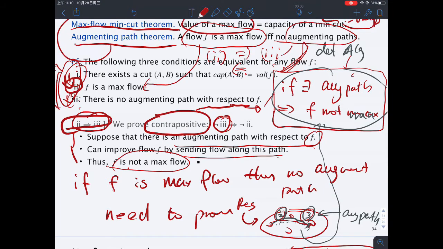That also gives you a feeling of the importance of this max flow min cut lemma or theorem. Once you have this proved, then there are a lot of powerful corollaries.